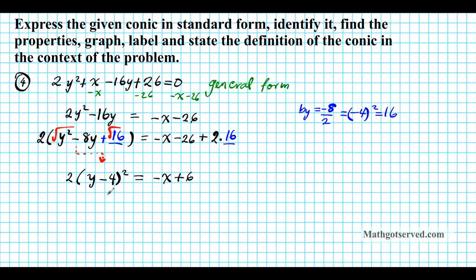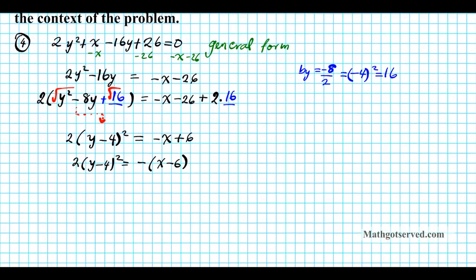All right, now what can we do next? We can factor out a negative from these two quantities right here. We have 2 times y minus 4 quantity squared equals negative x minus 6. Okay, and then this 2 has to go because in the standard form of the equation of a parabola, you don't have any coefficient in front of the squared quantity.